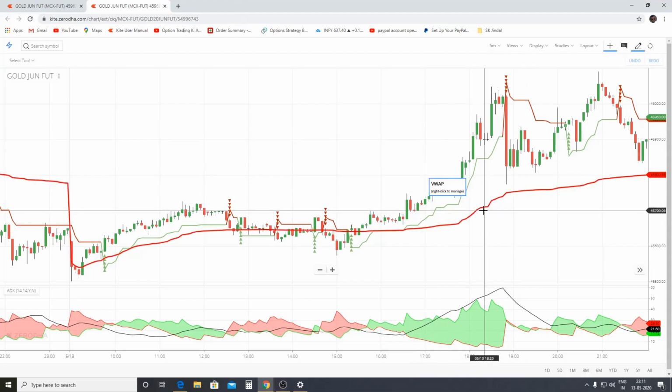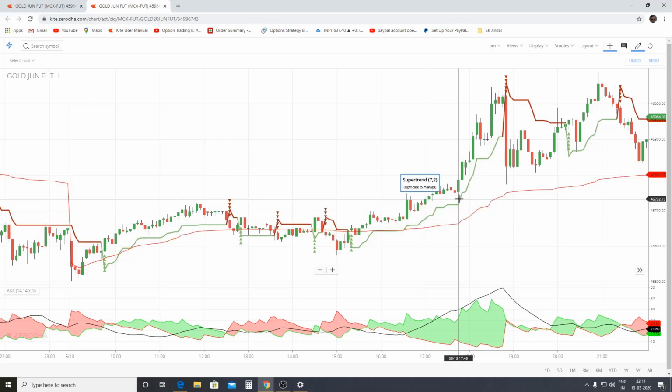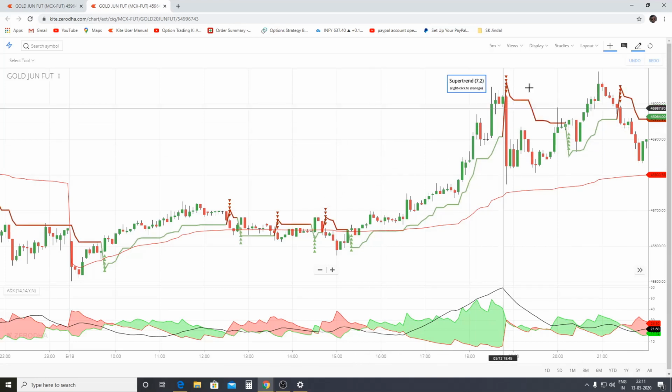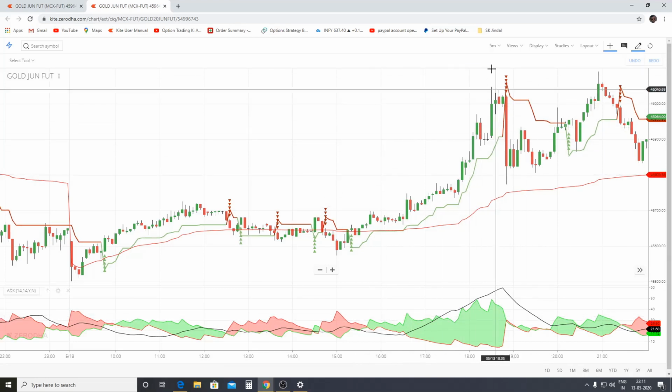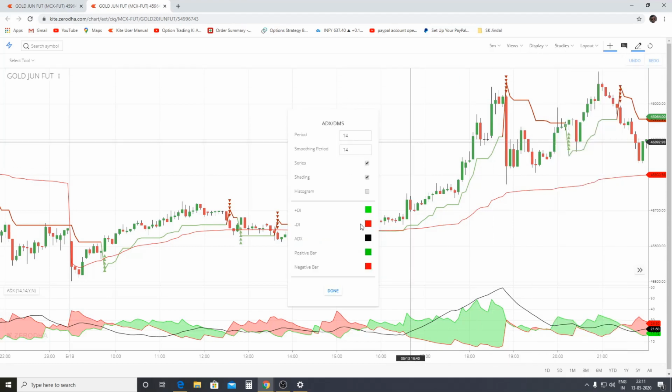First of all, you need a VWAP. You need to set the VWAP indicator. Then you need a super trend with settings 7,2. I'll show you. The period must be 7, multiplier must be 2, and the ADX indicator with default settings.